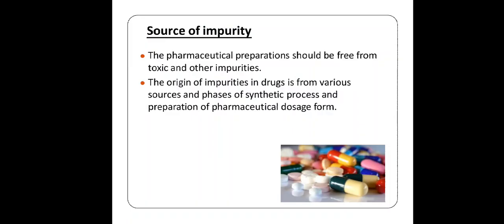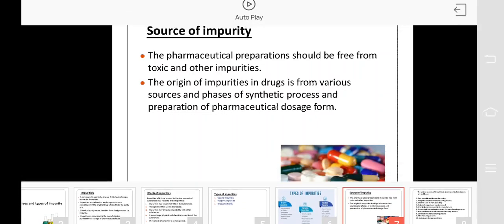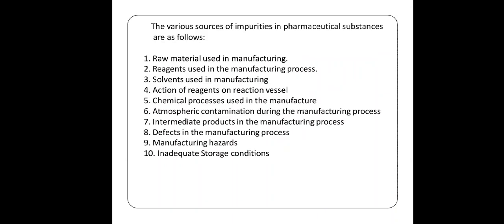Now the sources of impurities. The main aim of pharmaceutical preparation is that it should be free from toxic and other impurities. There are various sources of impurities in pharmaceutical substances. First is raw materials used in manufacturing. We know that the source of pharmaceutical substances is either natural or from chemicals which were synthesized.